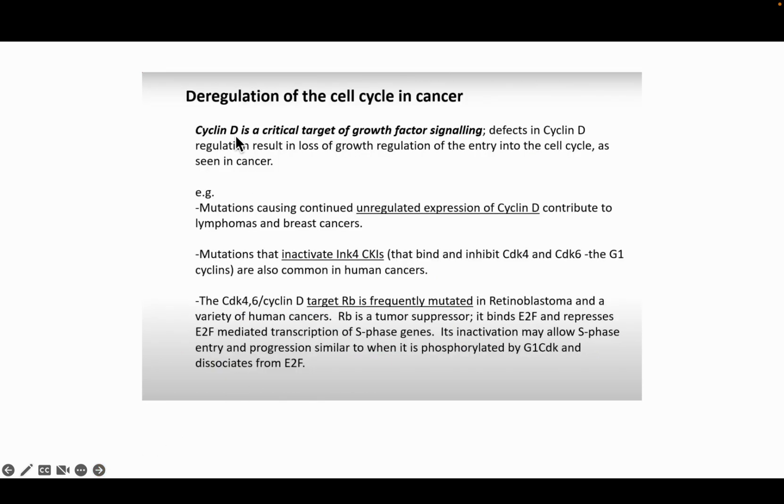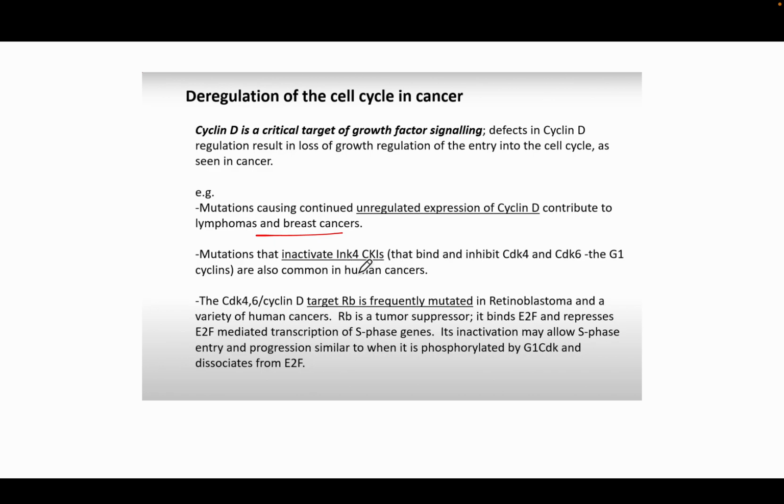So what happens in deregulation of the cell cycle in cancer? Cyclin D is a critical target of growth factor signaling. If there is a defect in cyclin D regulation, it results in loss of growth regulation of the entry into the cell cycle, as seen in cancer. For example, mutations causing continued unregulated expression of cyclin D contribute to lymphomas and breast cancer.